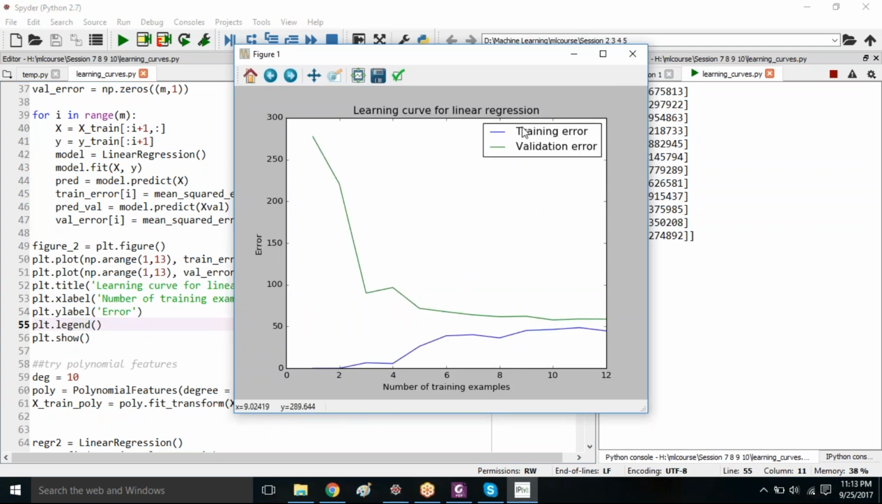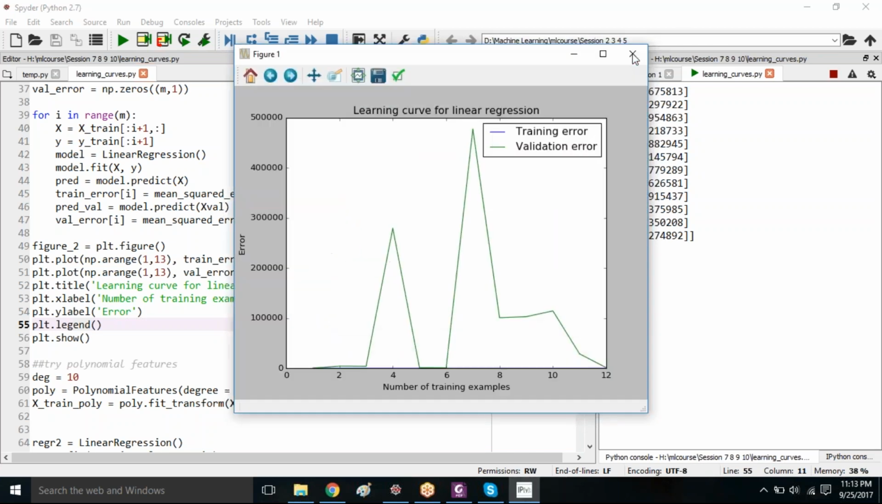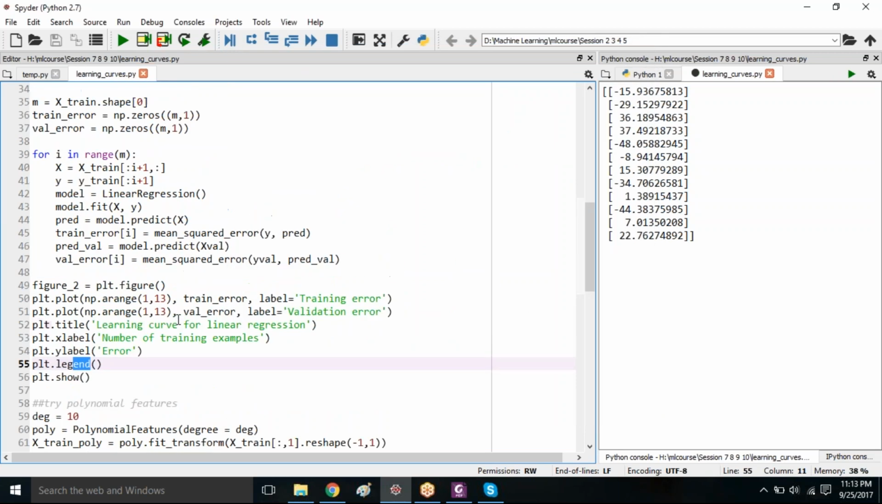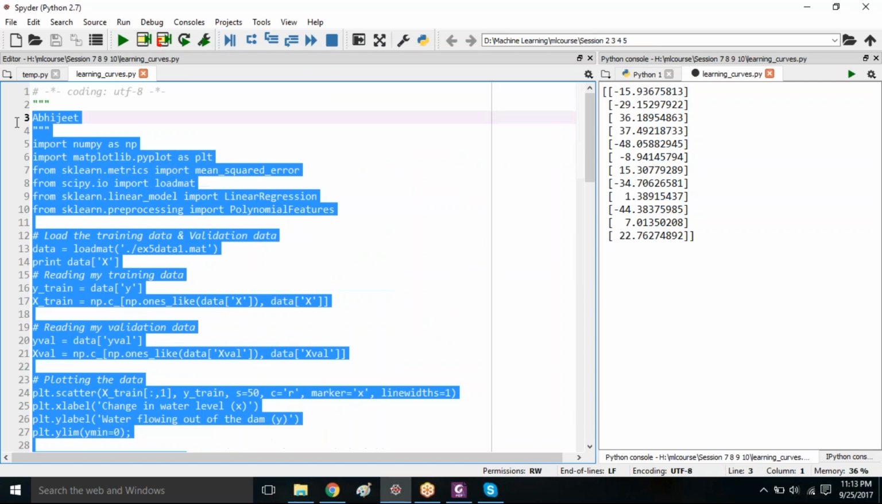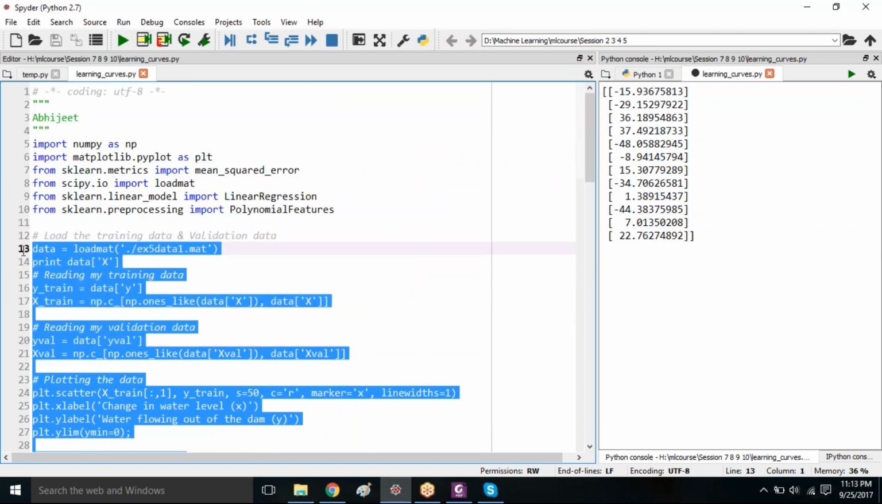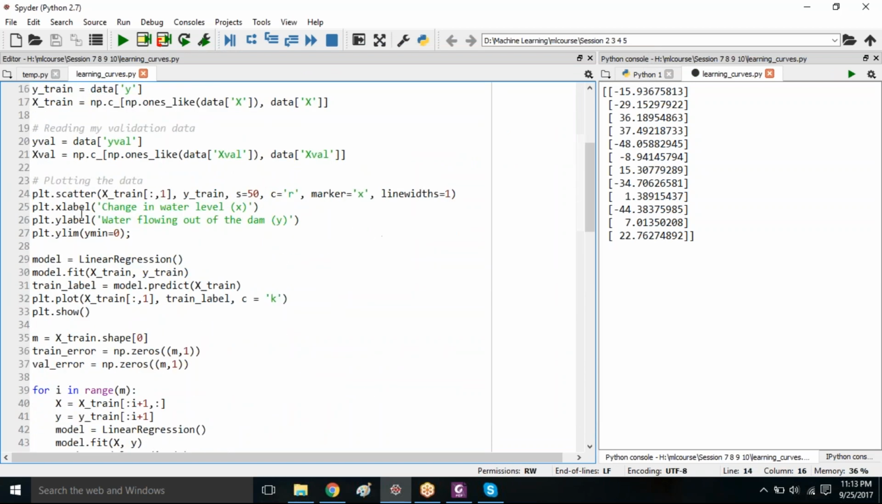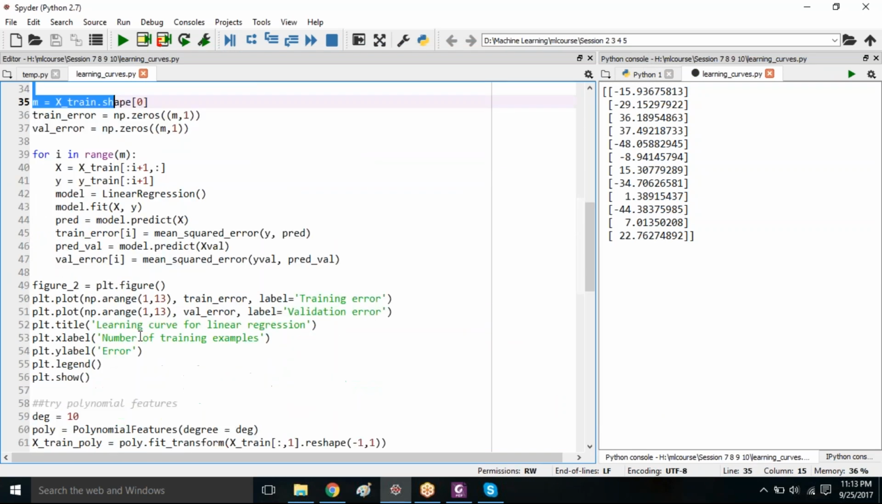This is called X label. Y label, error. And this is your title, learning curve for linear regression. Okay. So now this whole thing I have done for degree 1, from reading the values from here.